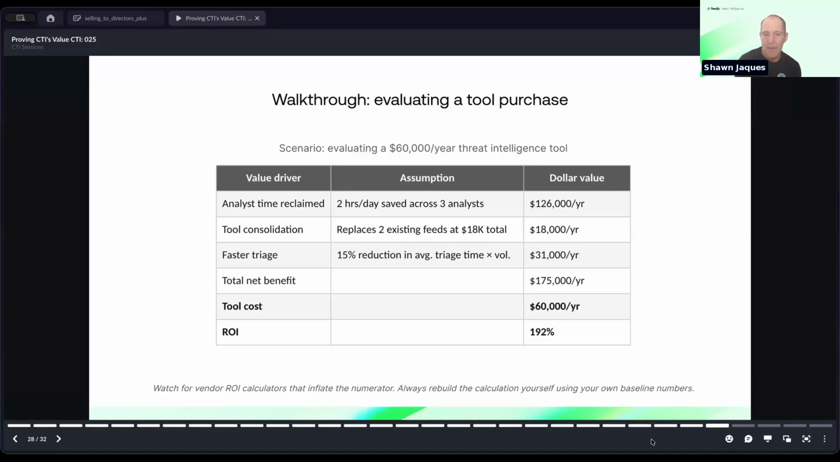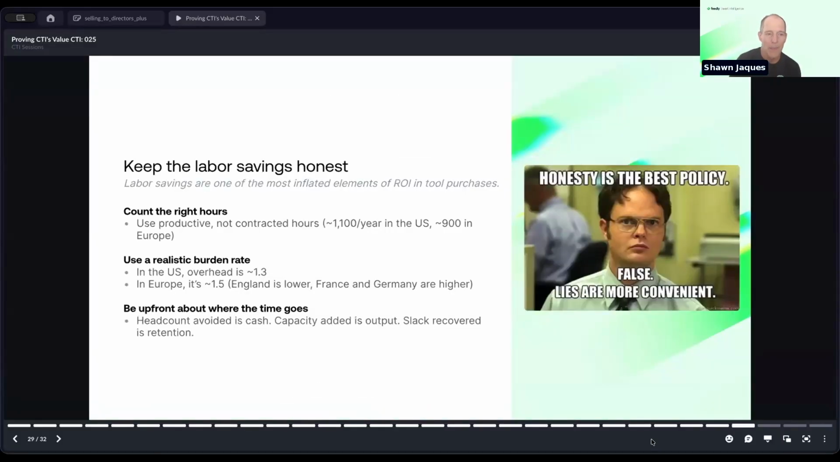So the first thing is thinking about how much time you are saving. You're saving a certain amount of time across a number of analysts on your team. You multiply that times some sort of labor rate, and you get to some dollar amount. Tool consolidation: maybe you don't need some other fee that you're paying for because of this new tool, and therefore you're saving some actual cash. Faster triage starts to get a little bit fuzzier, and then you end up with a total benefit, and you compare that to your total cost, and you come up with an ROI. Pretty simple.